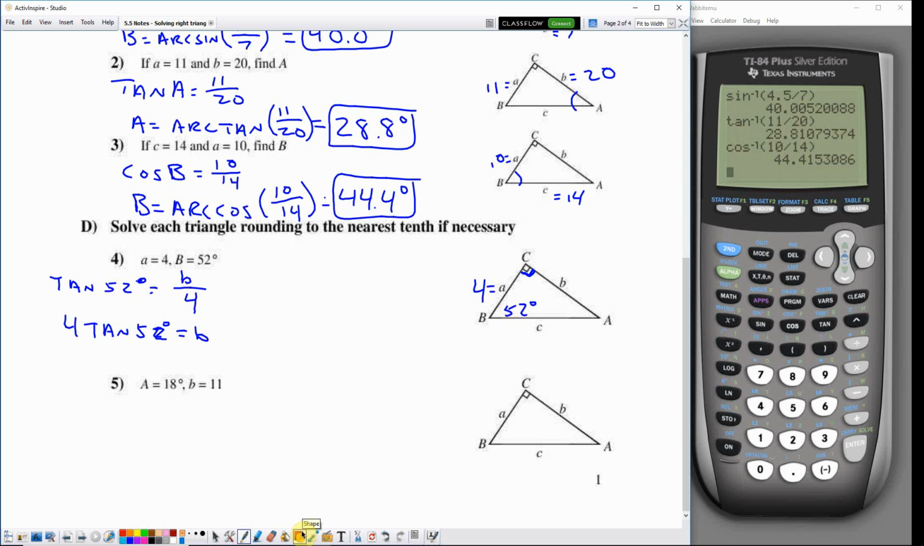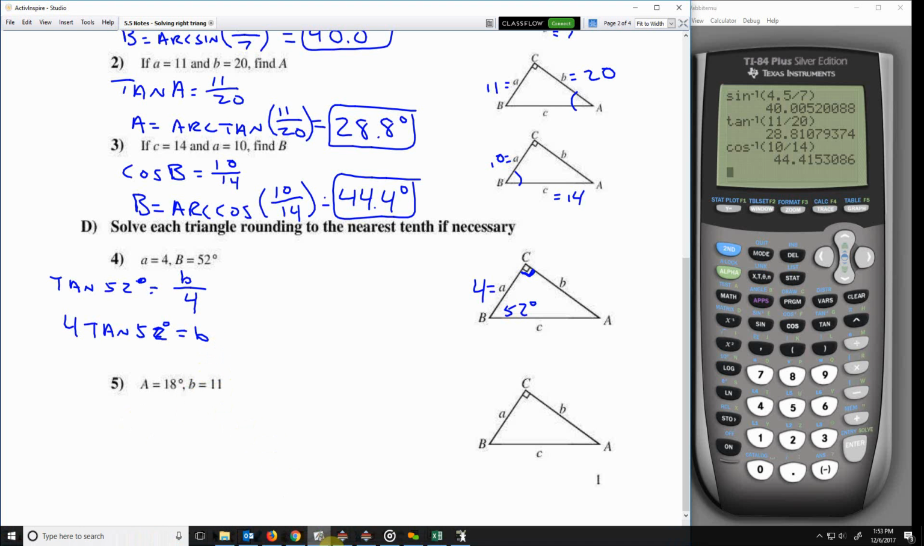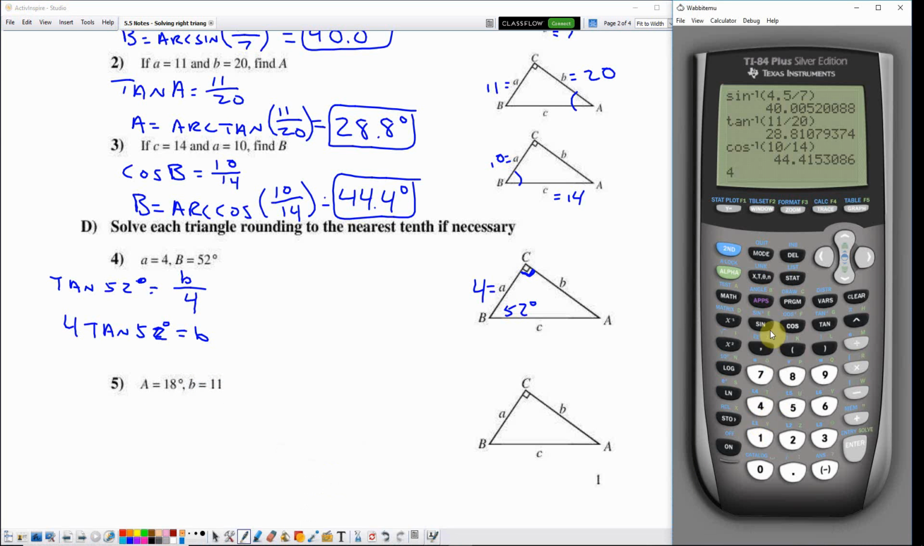Let's clean that up a little bit. Let's move on. 4 times tangent 52, 4 tan 52, 5.1.